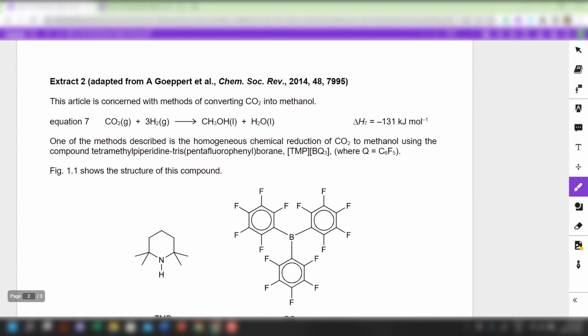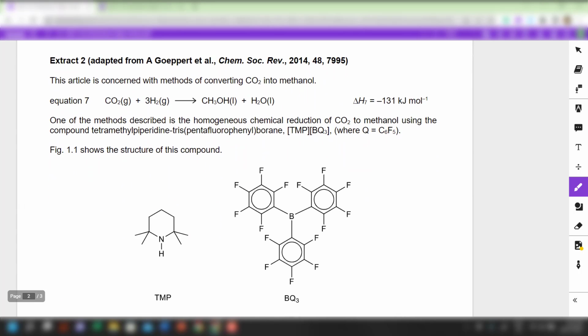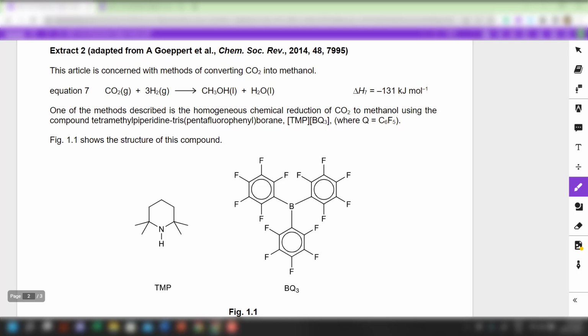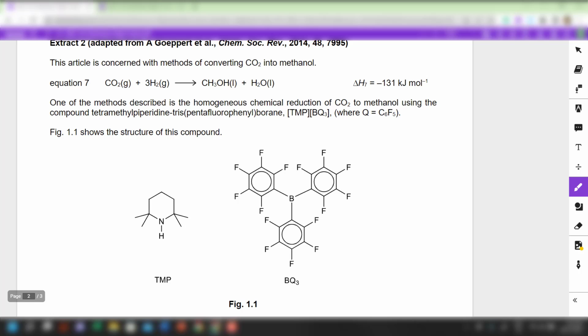Abstract 2 is taken from Chem Society Reviews. This is quite a good review journal from the Royal Society of Chemistry, I beg your pardon. Over here the article describes methods of converting CO2 into methanol. Again, energetics data is given to you.